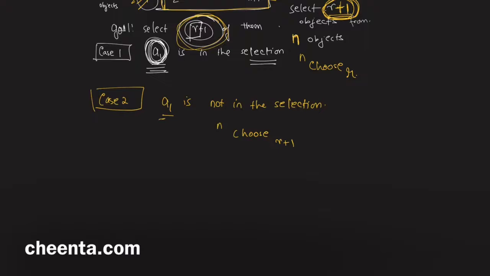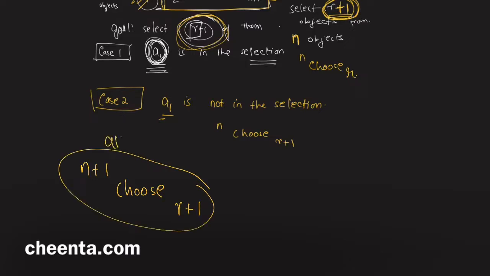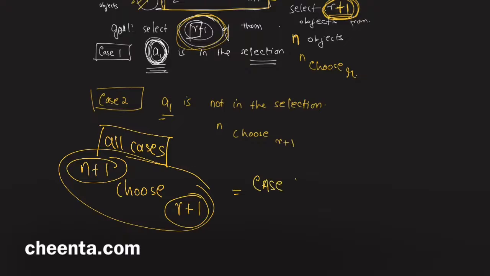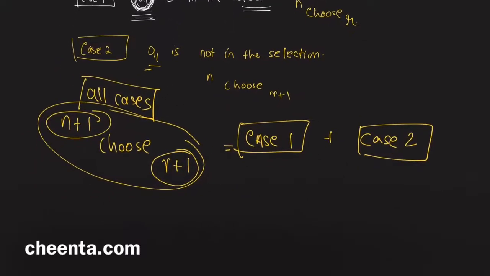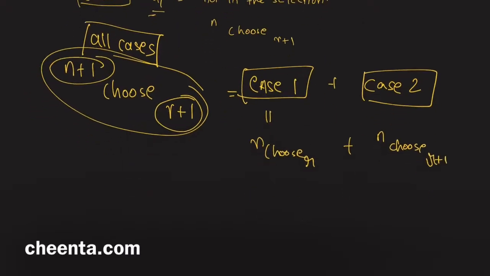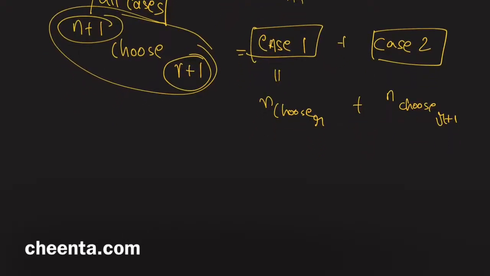So finally we have n plus 1 choose r plus 1, which is all the ways of choosing r plus 1 objects from n plus 1 objects. This is equal to case 1 plus case 2. Case 1 is n choose r, and case 2 is n choose r plus 1. So do you see what we just did? We created the formula that makes Pascal's triangle.